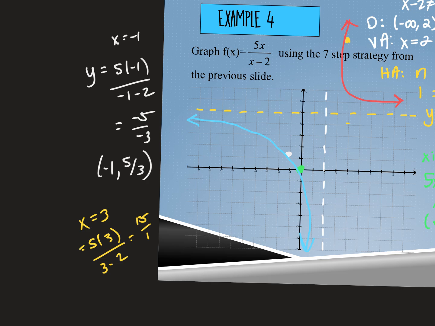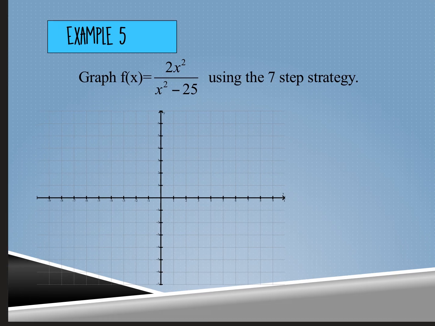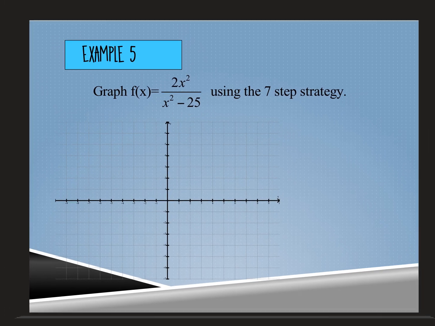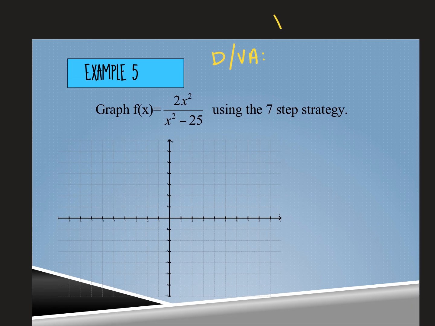All right, let's do the next one. Next, a bit different. I did all 3 of these because they're a little different. All right, let's go through the list. First of all, we're going to find domain, which also goes with our vertical asymptote. So where do I look for domain and vertical asymptote? Denominator. So we're going to say x squared minus 25 equals 0. Guys, what's my answer to this?